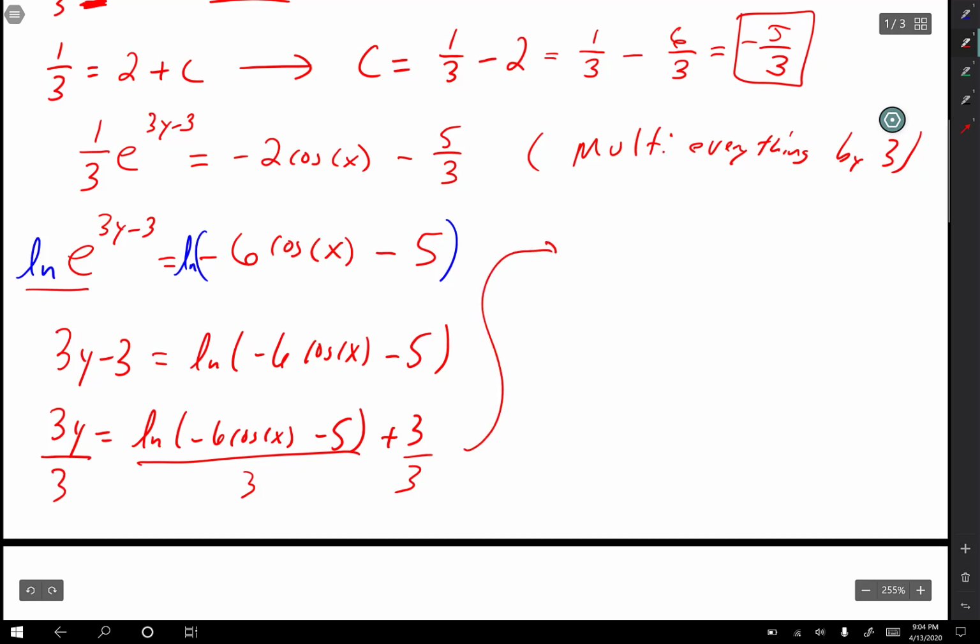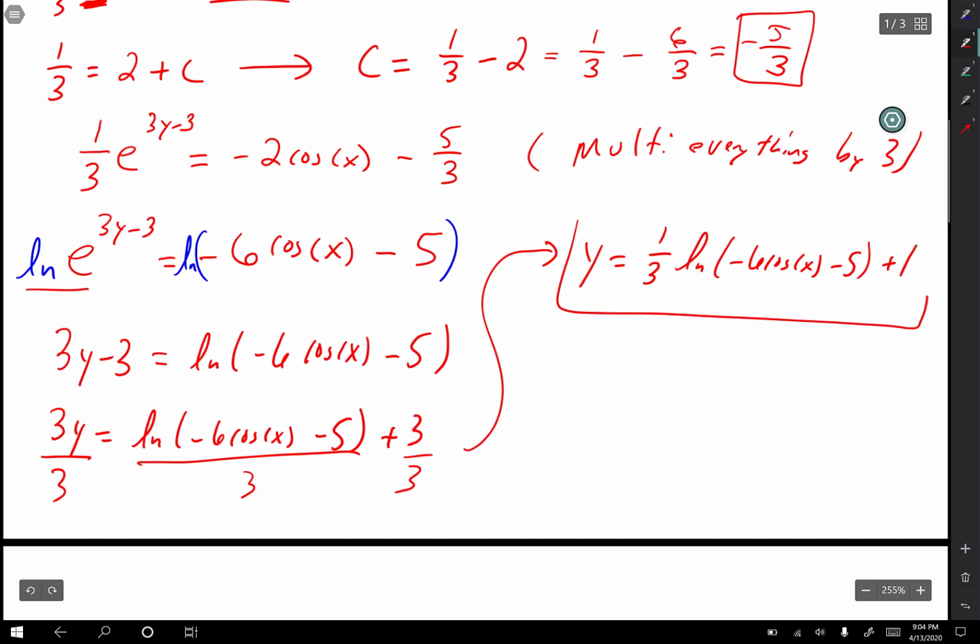So when I do that, I get y equals, and I'm going to put the 1/3 in the front, guys. You can leave it as ln of all that divided by 3, but I'm not. I'm going to do it 1/3 ln of negative 6 cosine x minus 5 plus 1. And there it is. There's my initial equation, guys, with that condition. So yeah, we're done. And we're good.